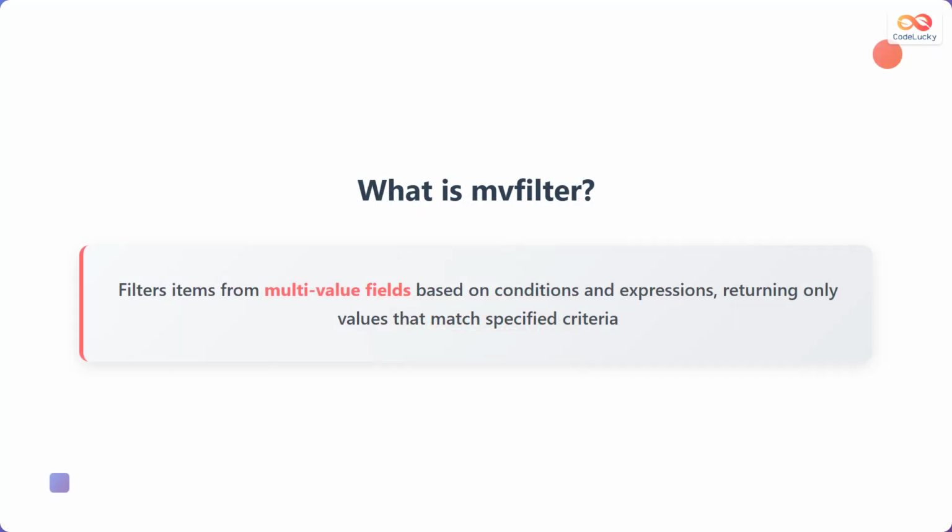The mvfilter command filters items from multi-value fields based on conditions and expressions, returning only values that match specified criteria. When you have a field containing multiple values, mvfilter examines each value individually and applies your filtering logic. Only the values that satisfy your conditions will be retained in the result, while others are removed from the multi-value field.